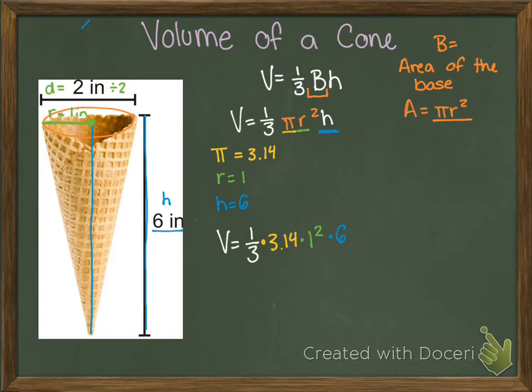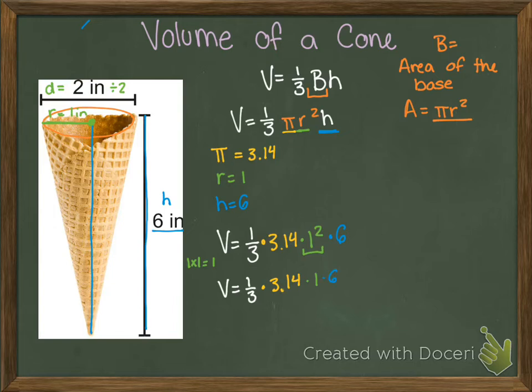Going through, you could either type all this into a calculator and it could solve it for you, or you have to go through the steps following PEMDAS. So we're going to go ahead and do that. We have to start with the 1 squared, and that's the same as doing 1 times 1, which is 1. So I'm going to go ahead and rewrite this as the simplified version of that. So volume equals 1/3 times 3.14 times 1 times 6.